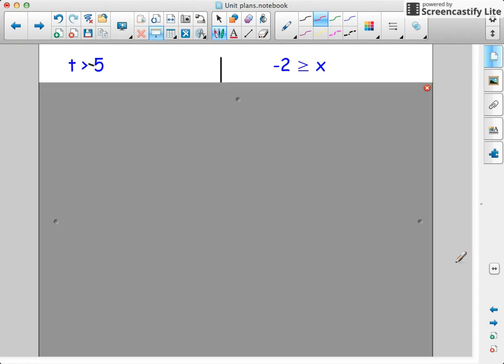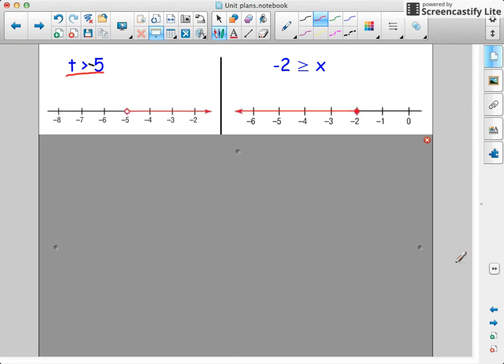Okay, let's look at how we can graph these. So what this says is t has to be greater than -5. So our graphs for linear inequalities involve number lines. Okay, if it cannot equal that value, like in this case, it's greater than -5, but it cannot equal -5, we use an open circle for that, and then a directional arrow to show what direction it's going. So any value greater than -5 works for this one.